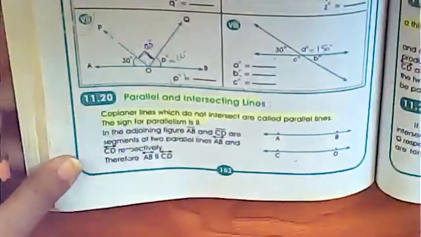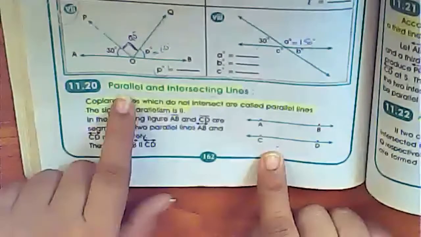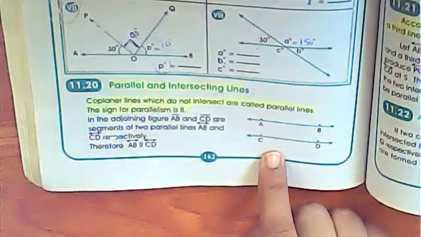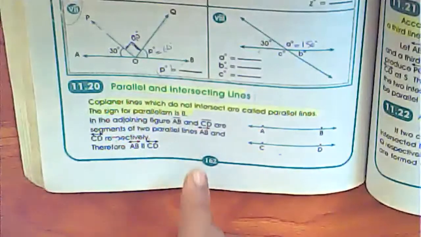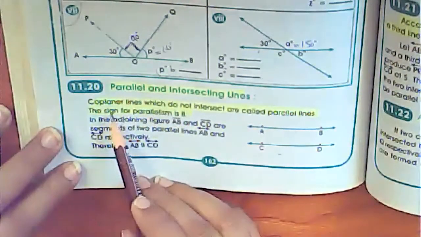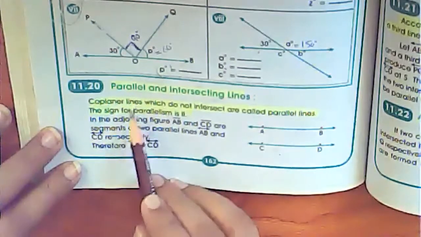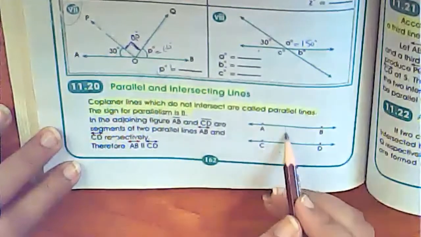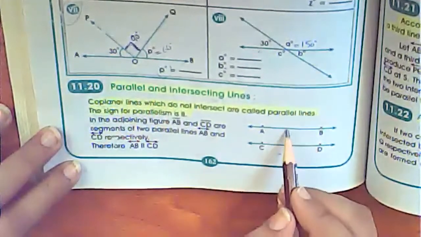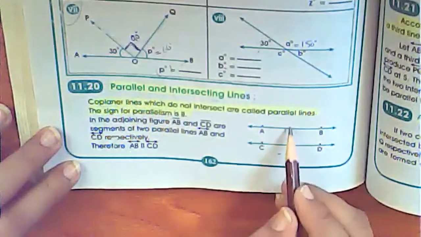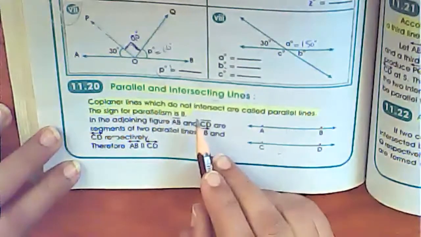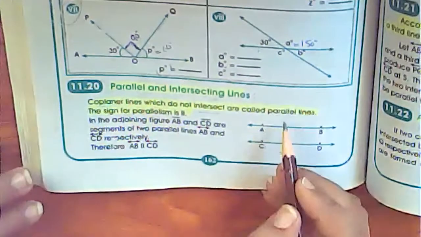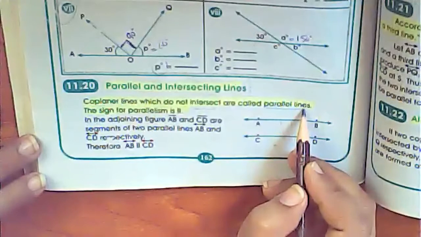On page number 162 you have the definitions of parallel and intersecting lines. So what is the definition of parallel lines? Coplanar lines which do not intersect. Coplanar lines are those lines that lie on one plane. So these are two coplanar lines but which do not intersect, do not join at any point, they are called parallel lines.